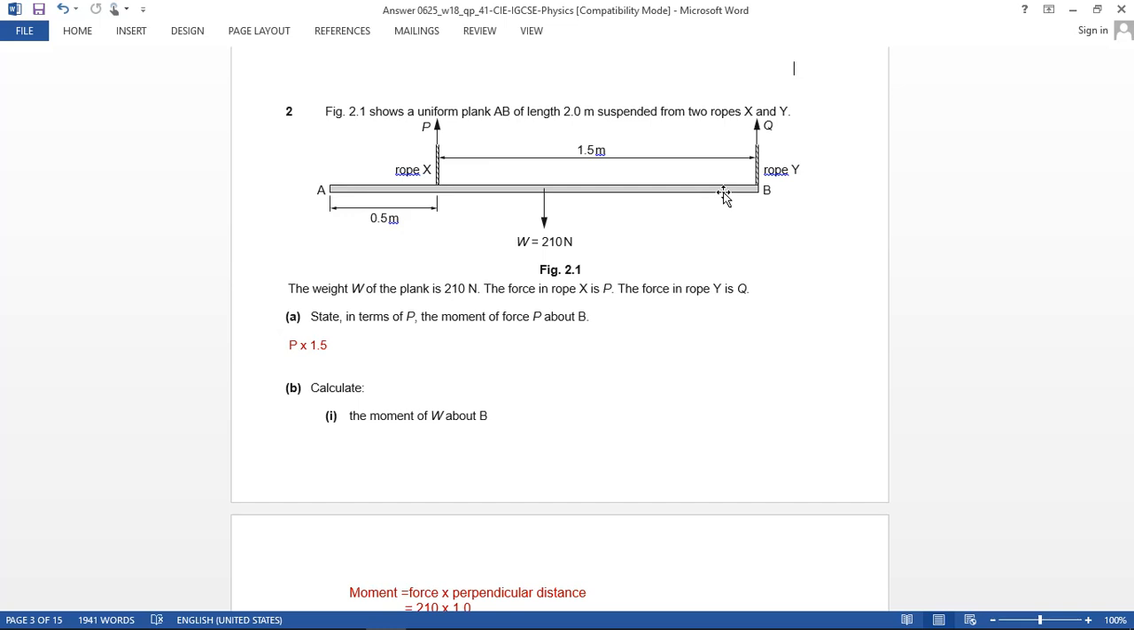Okay, dear students, now we are going to start our question number 2. This part is the continuation of the solution of October-November 2018 paper 4 for physics. So now let's start the question number 2.